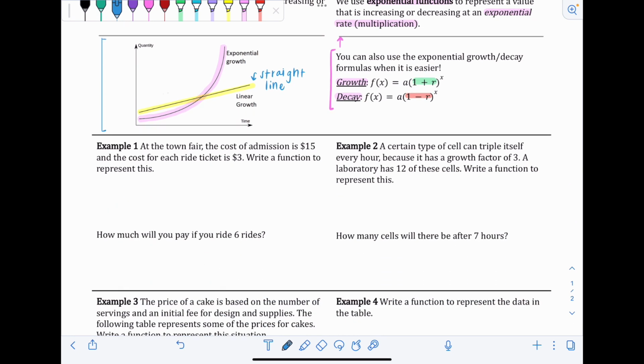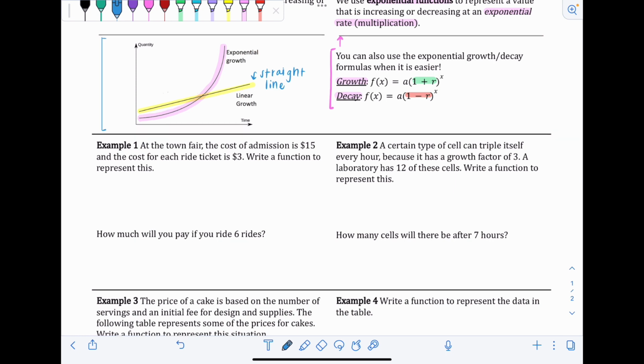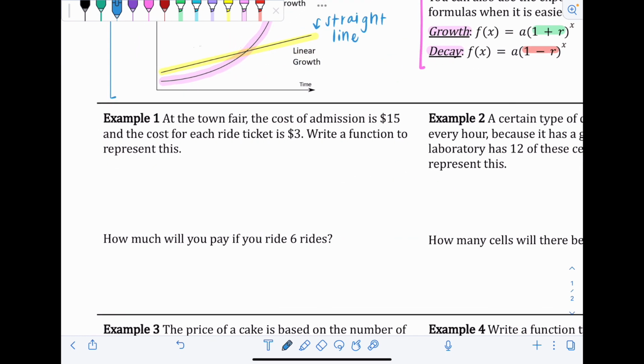Okay, so example 1, at the town fair, the cost of admission is $15 and the cost for each ride ticket is $3. Write a function to represent this. So first we have to decide what type of function this is going to be. Is it linear or is it exponential? We're asking ourselves, is there a consistent rate of change or is our change happening at an exponential rate?